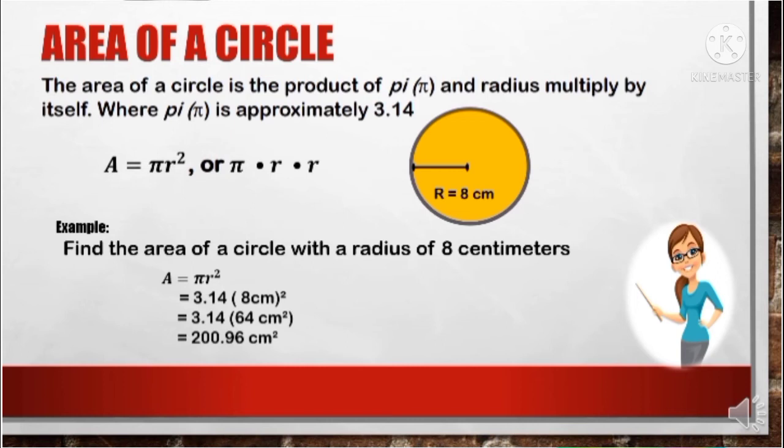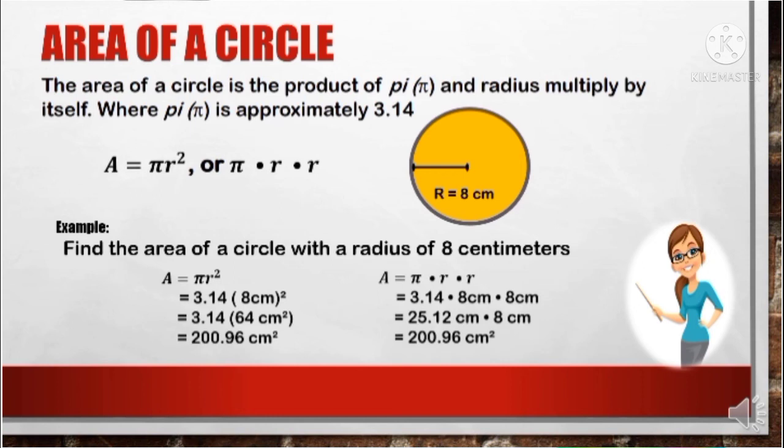To interpret, 3.14 times 8 centimeters squared. We have to get the product of 8 centimeters multiplied by itself. We will have 64 centimeters squared multiplied by 3.14, which is the pi. And our answer is 200.96 centimeters squared. Or you may use it this way.